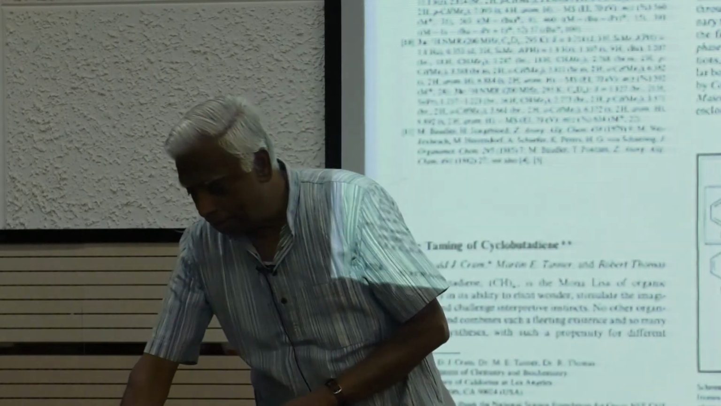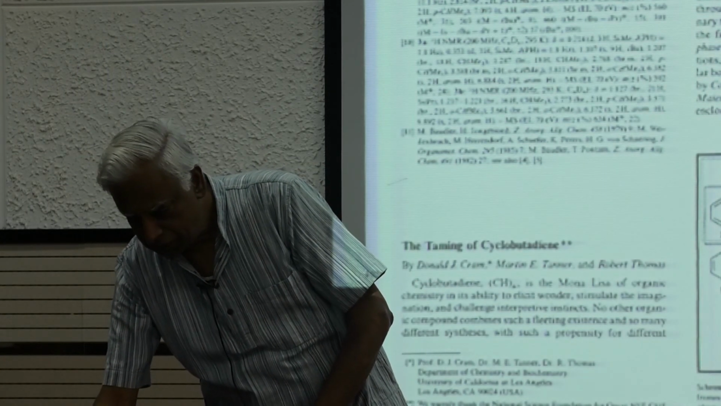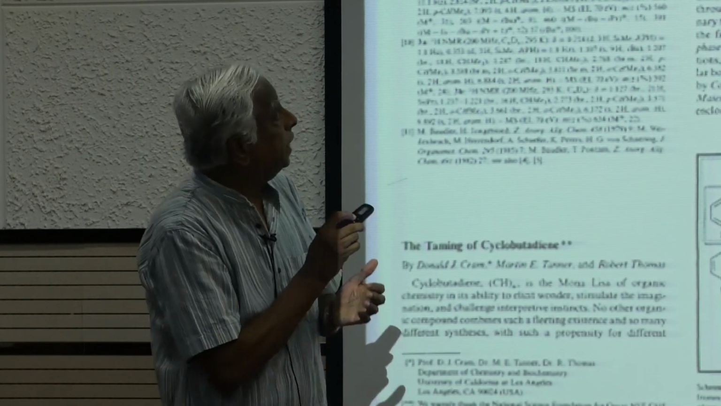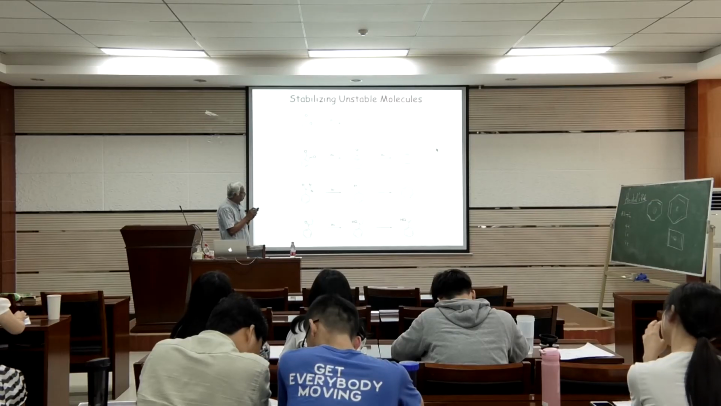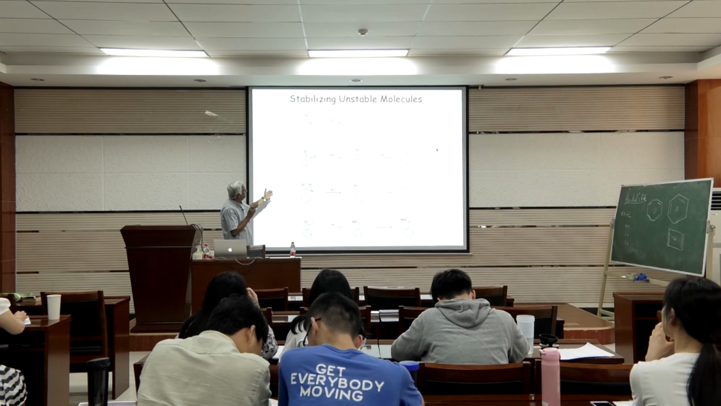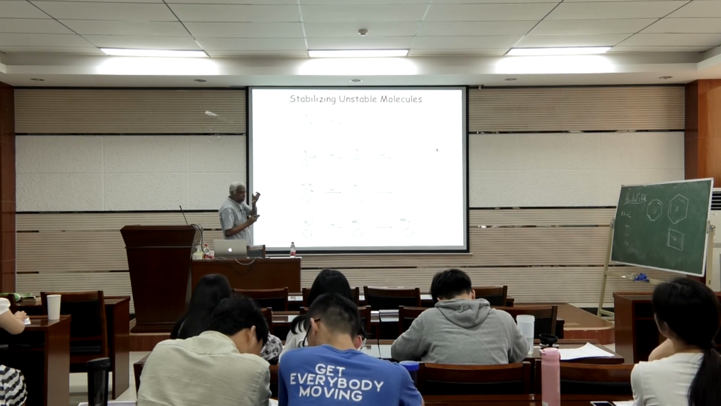Okay? This was done by Cram. Cram is the guy who got the Nobel Prize. So there are a lot of compounds like that. You take this, put it inside a capsule, and irradiate, you get cyclopentadiene.